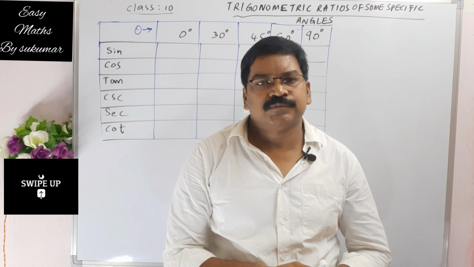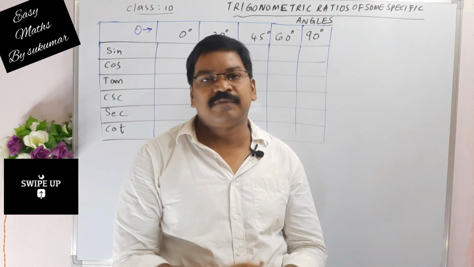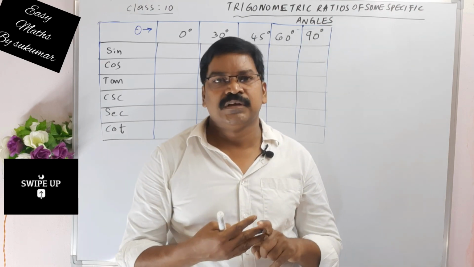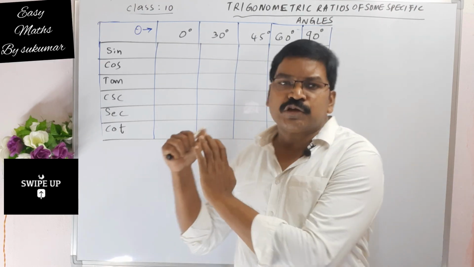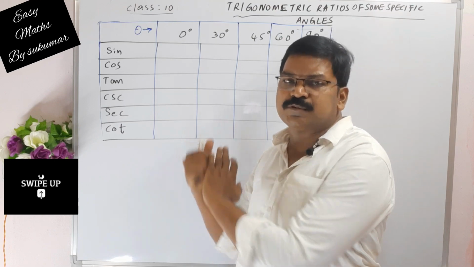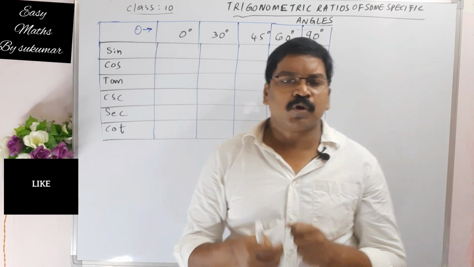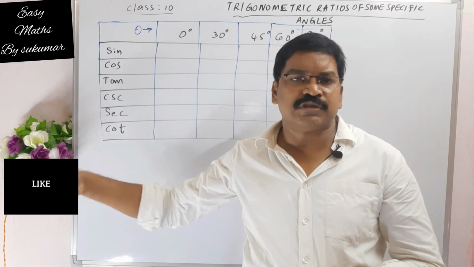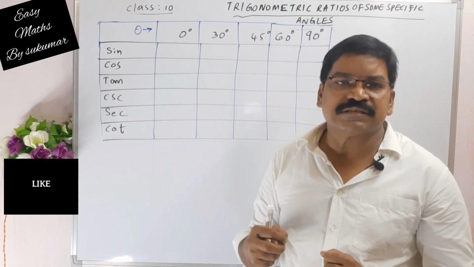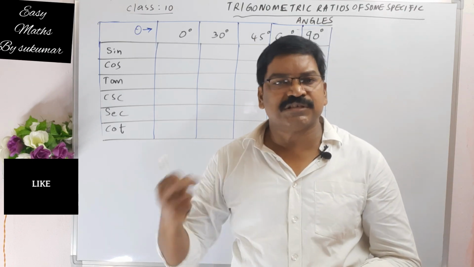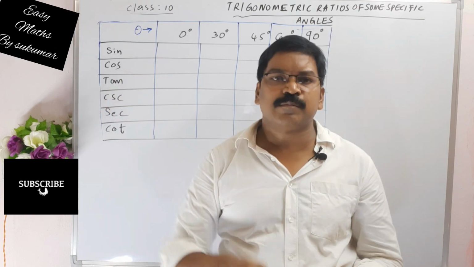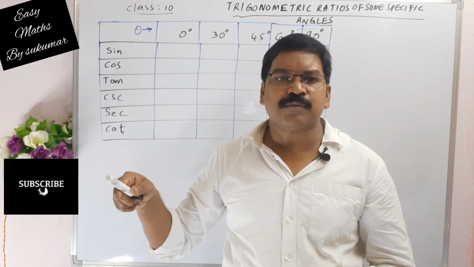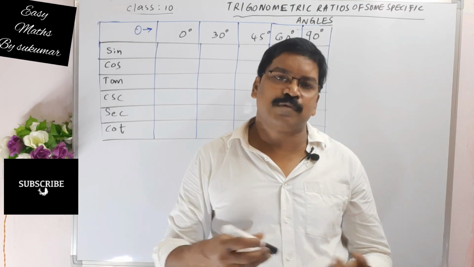Now we will learn about trigonometric ratios of some specific angles. The specific angles are 0, 30, 45, 60 and 90 degrees. Before we get into this table, let us recall the properties, what we have been learning from the beginning of this chapter. Sine means opposite side by hypotenuse, cos means adjacent side by hypotenuse, tan means opposite side by adjacent, cosecant means hypotenuse by opposite side, secant means hypotenuse by adjacent side, and cot means adjacent side by opposite.